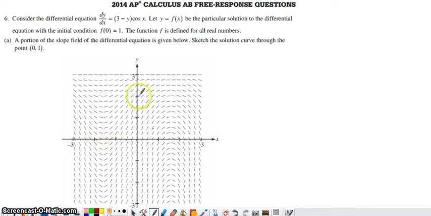Here's number 6, part A from the 2014 AB exam. What they give us in number 6 here is a differential equation. They say y equals f of x is the particular solution to the differential equation that has the initial condition f of 0 equals 1.